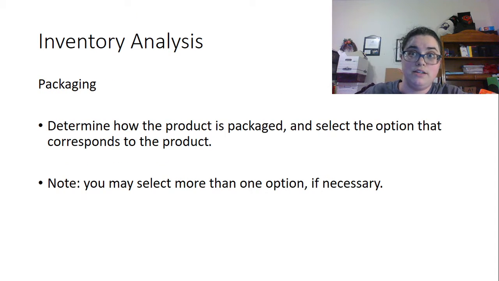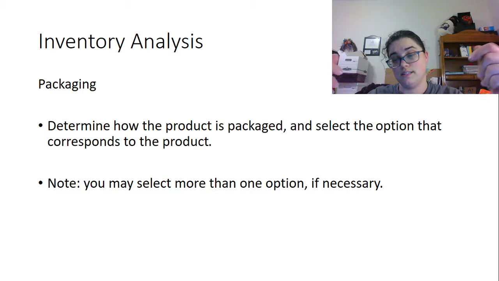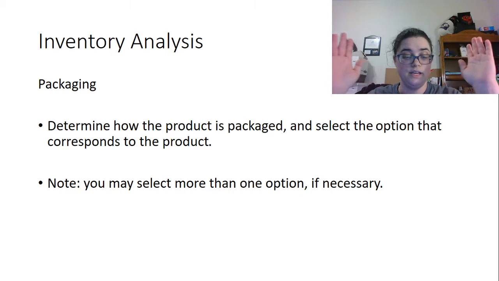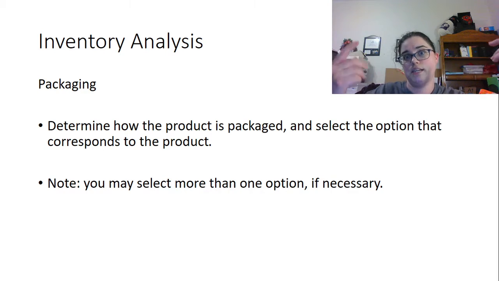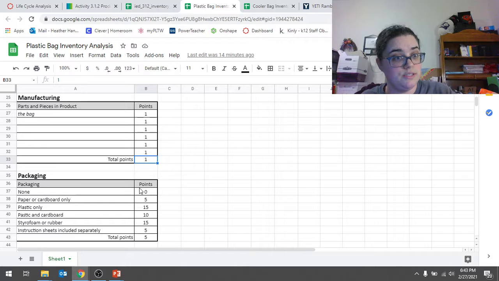So how's the product packaged? Is it a blister pack that's all plastic? Does it have paper, or just paper, or just cardboard, or cardboard and plastic? Is it just in a baggie with a twist tie on it? Like, how's it packaged? Does it have instruction sheets in it? That's something else. So you can select one of these options.